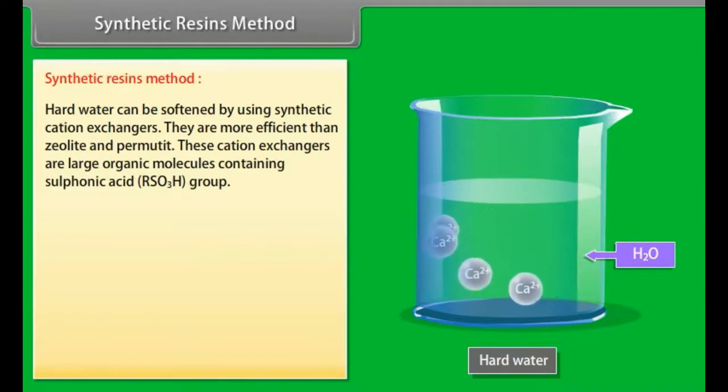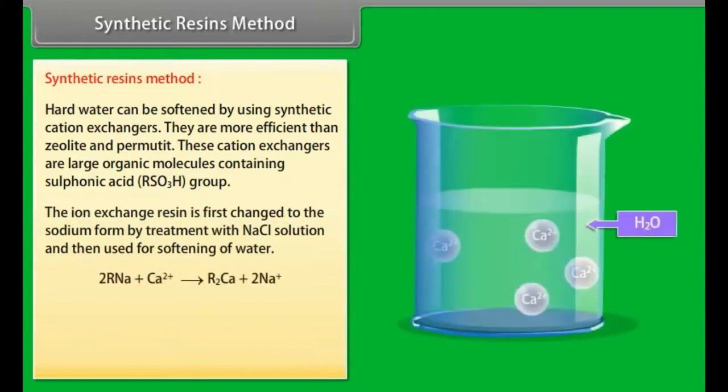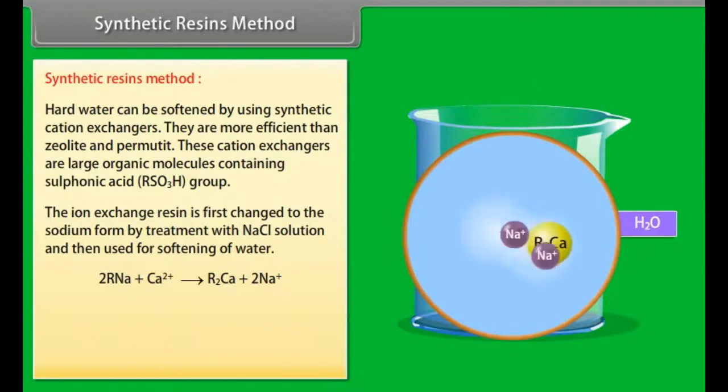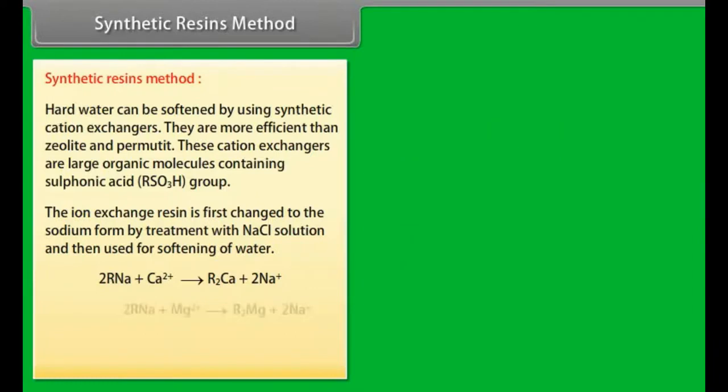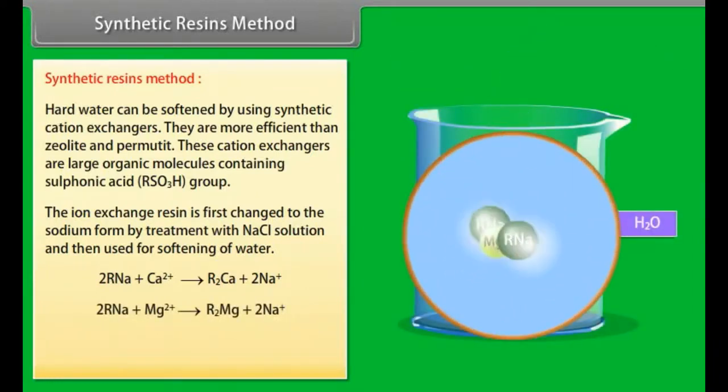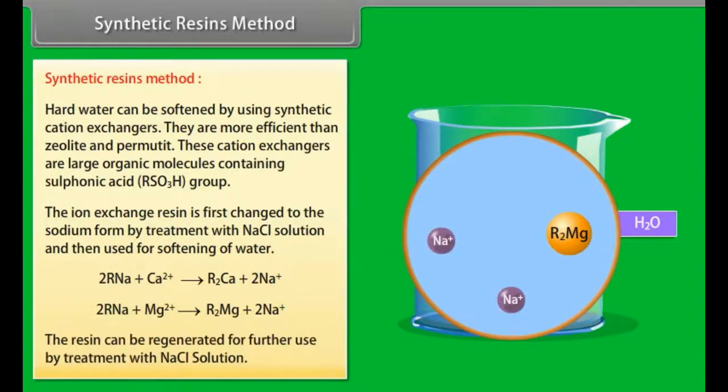These cation exchangers are large organic molecules containing sulfonic acid, RSO3H group. The ion exchange resin is first changed to the sodium form by treatment with NaCl solution and then used for softening of water. The resin can be regenerated for further use by treatment with NaCl solution.